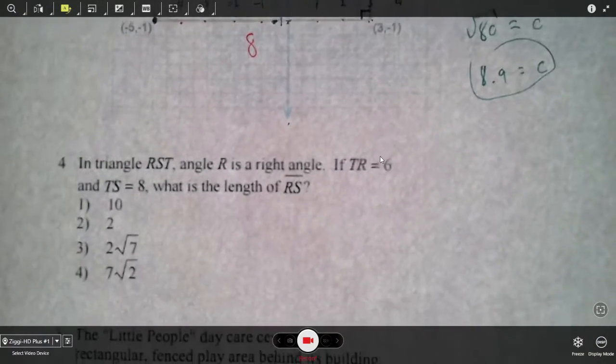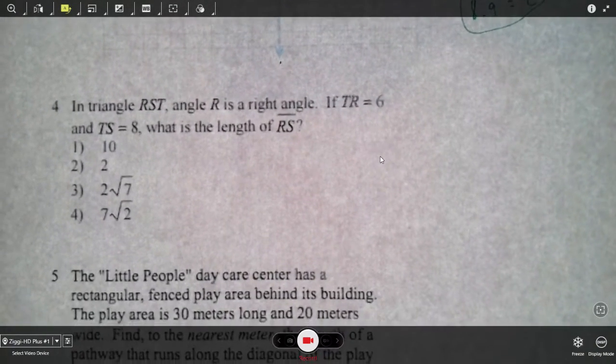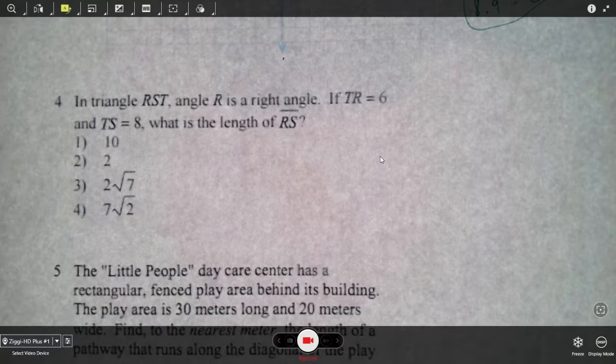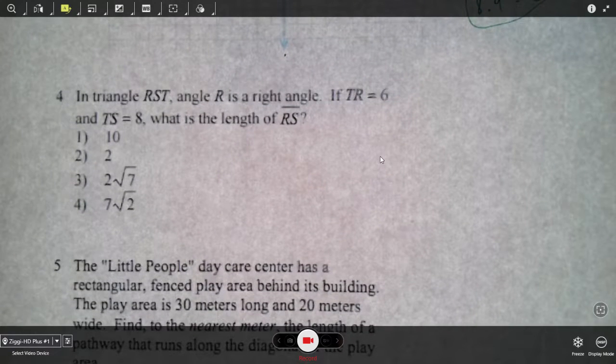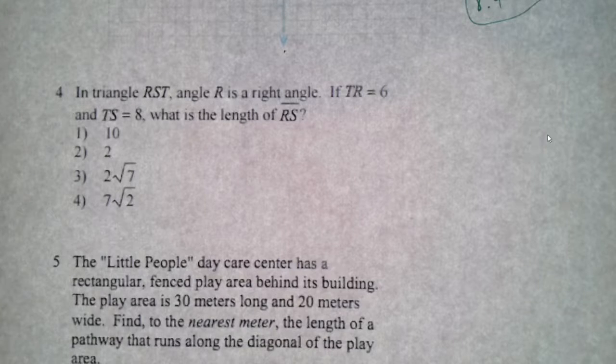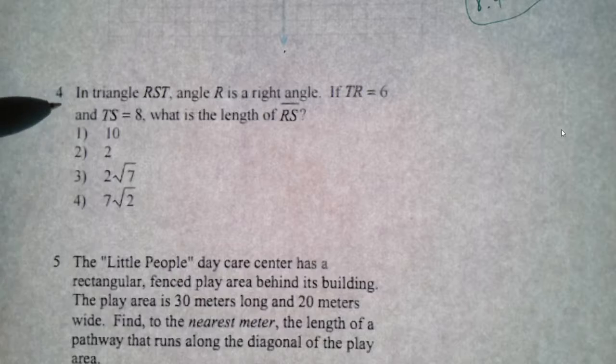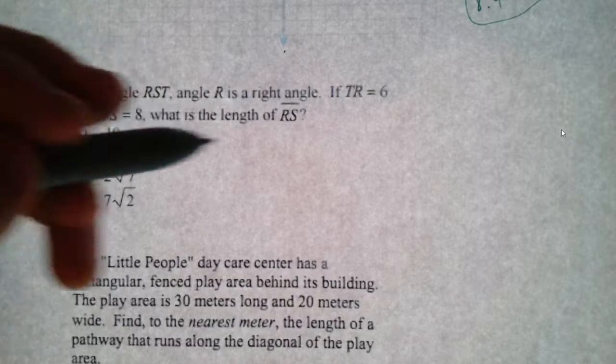In triangle RST, angle R is a right angle. If TR is equal to 6 and TS equals 8, what is the length of RS? Do not attempt this problem without drawing. So let's make sure that we draw. Here, I'll draw a triangle RST with angle R as the right angle.